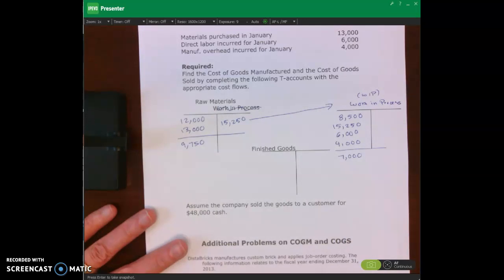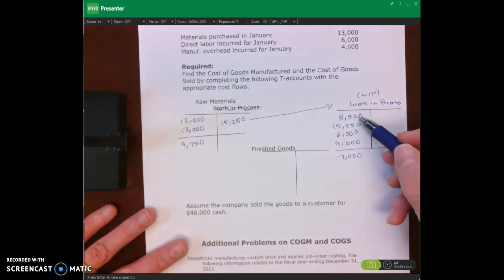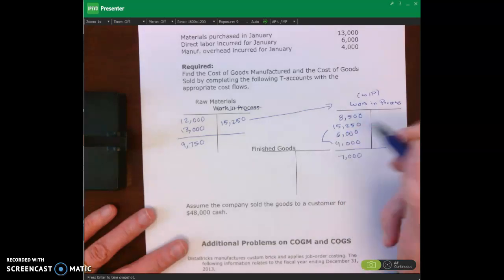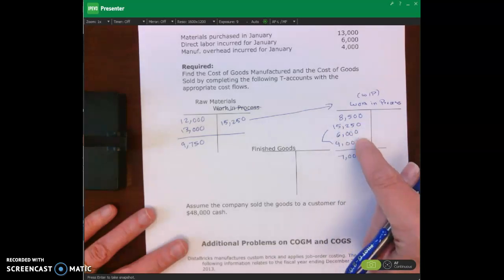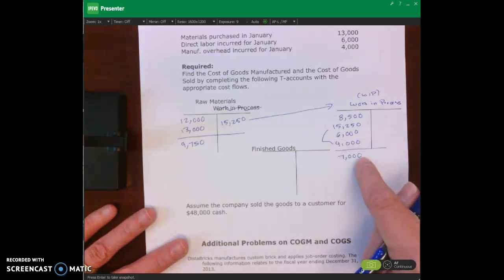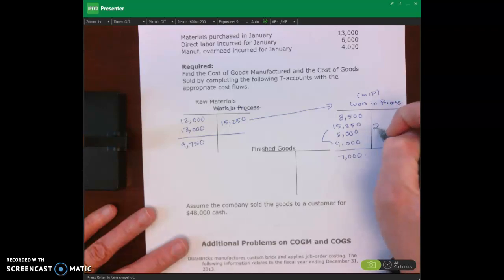So we can use our cost of goods manufactured formula to figure out the cost of goods manufactured, which is the credit to the work in process T account. Beginning WIP plus current manufacturing costs, which is our materials used, our labor, and then our overhead, minus ending WIP gives us our cost of goods manufactured, which is the credit right there.